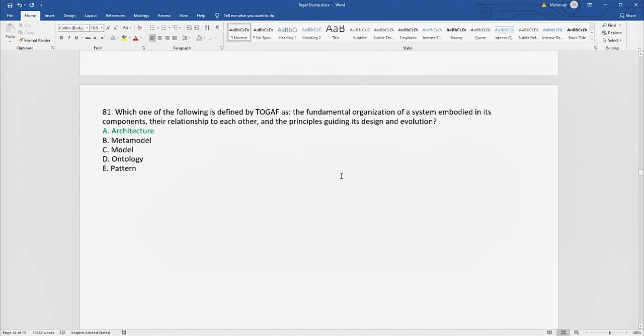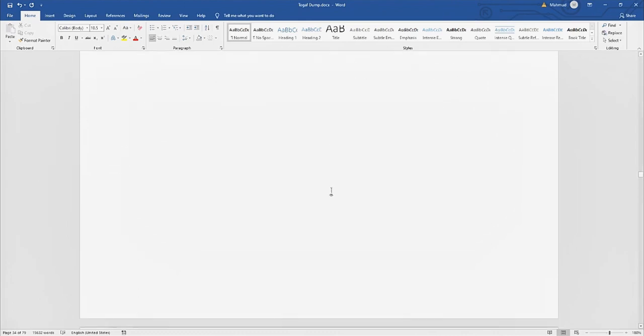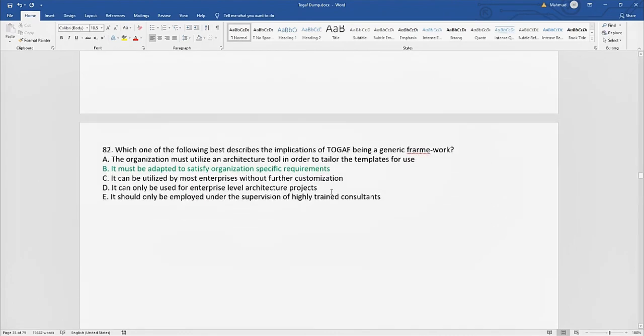Which one of the following is defined in TOGAF as the fundamental organization of a system embodied in its components, their relationships to each other, and the principles guiding its design and evolution? Architecture. Which one of the following best describes the implication of TOGAF being a generic framework? It must be adapted to satisfy organization-specific requirements.